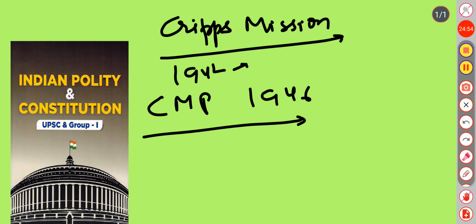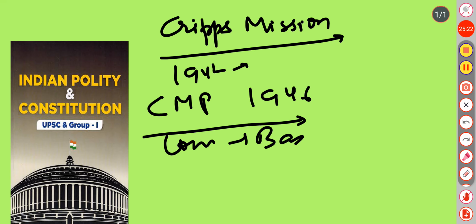The plan provided that the Union Constitution was to be framed by the Constituent Assembly, the members of which were to be elected on a communal basis, by the provincial legislative assemblies and the representatives of states joining the union.